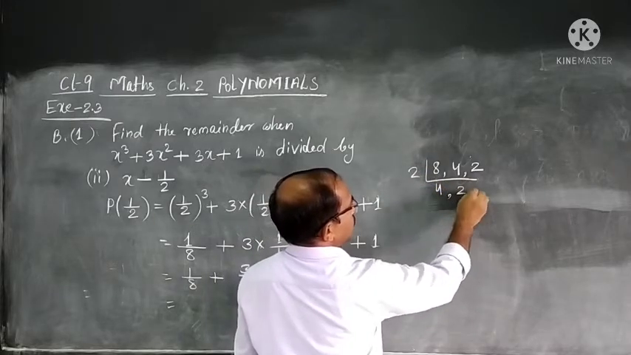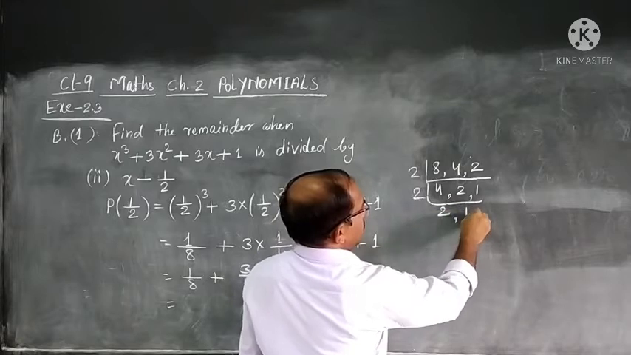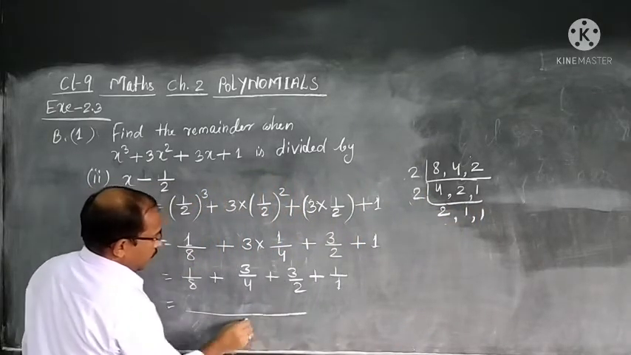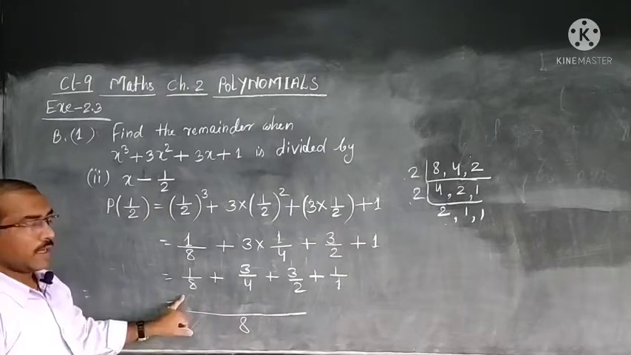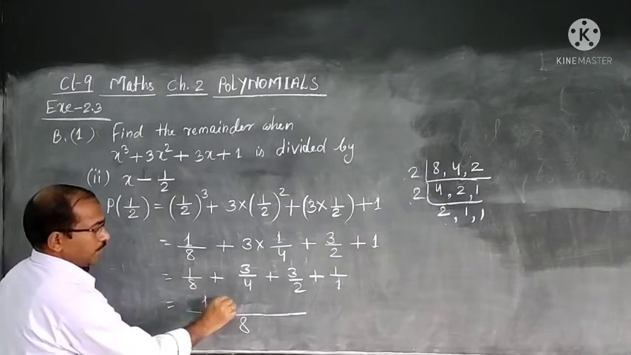2 4s are 8, 2 2s are 4, 2 1s are 2. 2 2s are 4, 2 1s are 2, 2 1s are 2, 2 2s are 4, 2 4s are 8. So, LCM will be 8. We all know this work. LCM is divided: 8 divided by 8 is 1, into numerator is also 1.